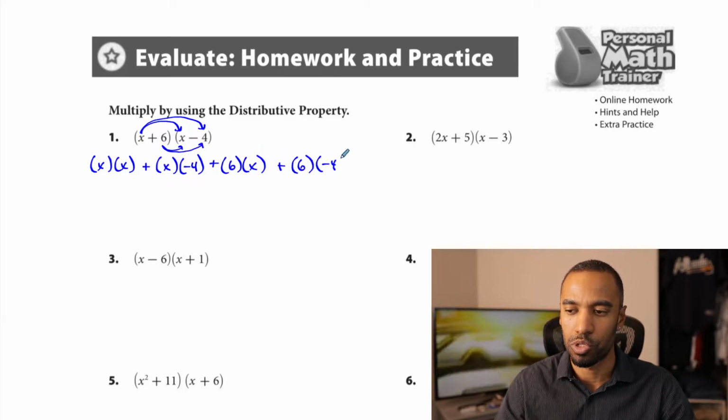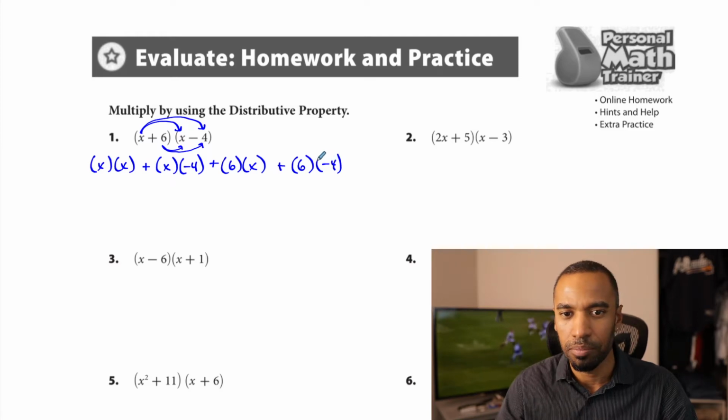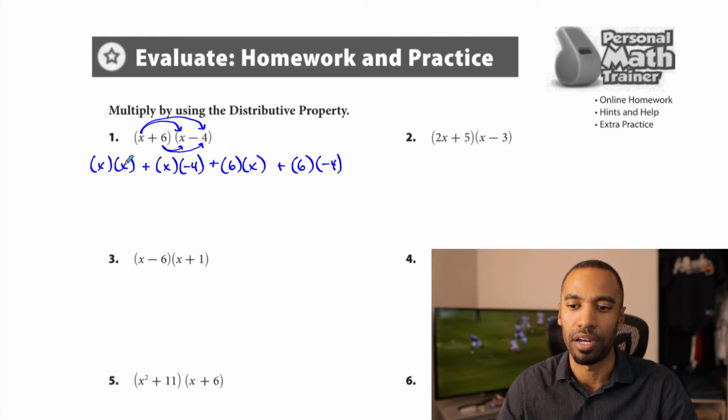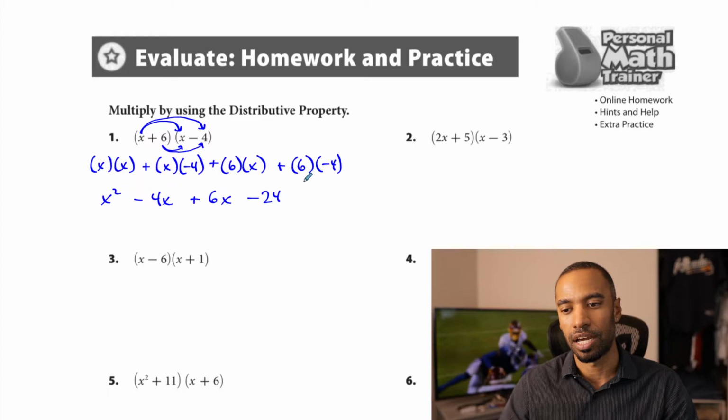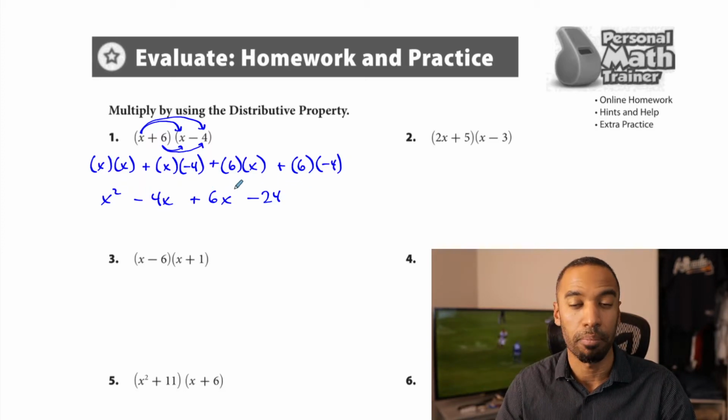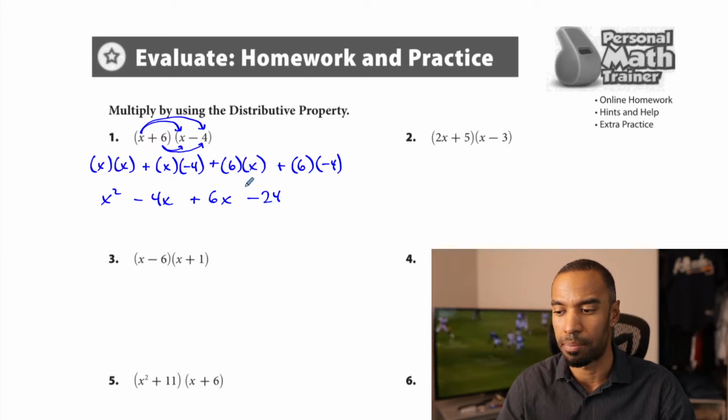But x times x is x squared. X times negative 4 is negative 4x. 6 times x is 6x. That's literally what that means. And 6 times negative 4 is negative 24. Now we're not quite done. Two things need to happen. One, I need to combine like terms, and two, I need to make sure that I'm in standard form.